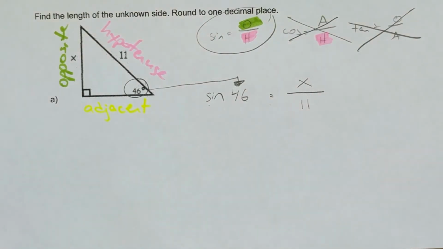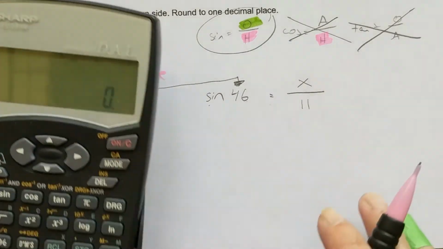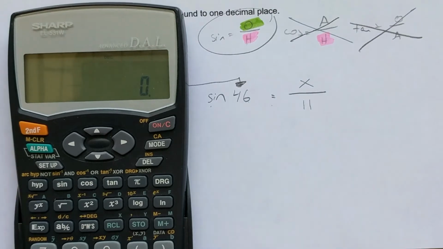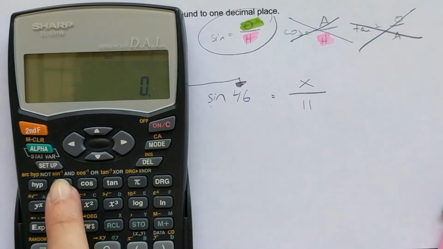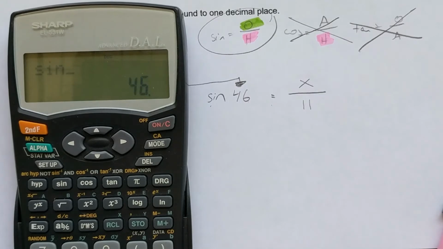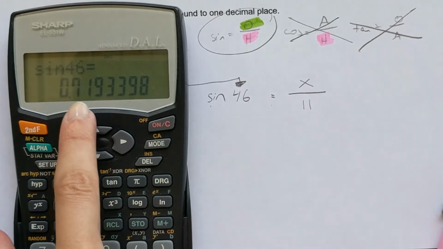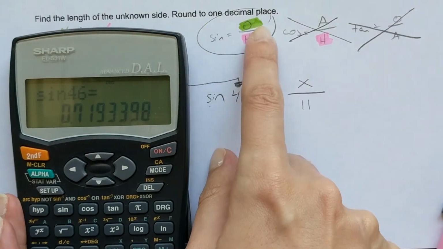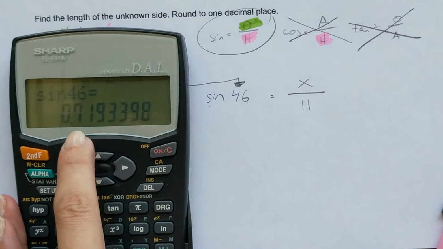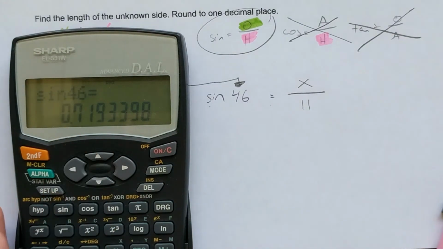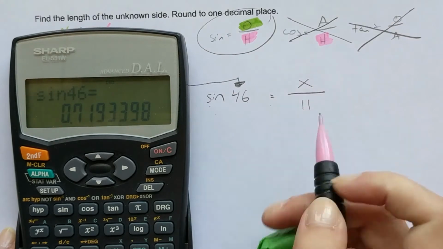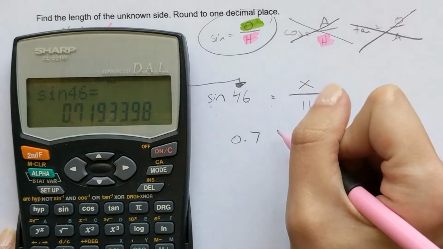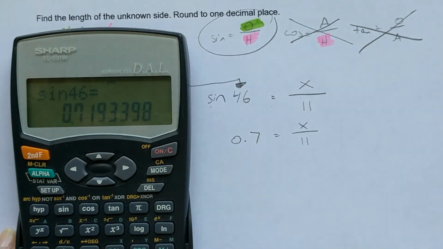Now, what does sine of 46 look like? What does that even mean? Well, we have to type into our calculator here. You want to make sure your calculator is on degree mode, otherwise you will be given the wrong answer. I'm going to type sine of 46 equals, and you're going to get a very long decimal here. Well, our question says round to 1 decimal place, so that's what I'm going to do. I'm just going to take the first decimal here. That is just a 0.7, so sine 46 is equal to 0.7. 0.7 is x divided by 11.